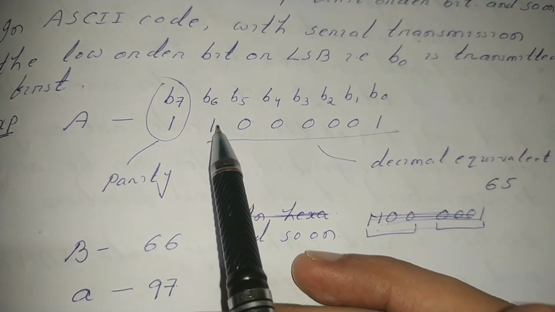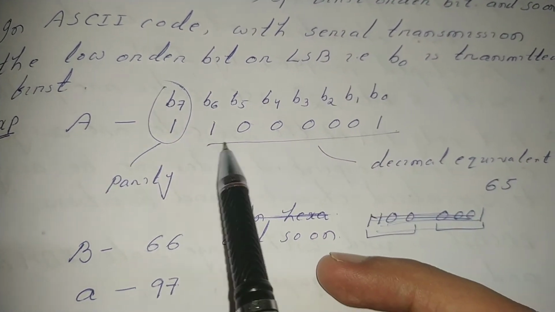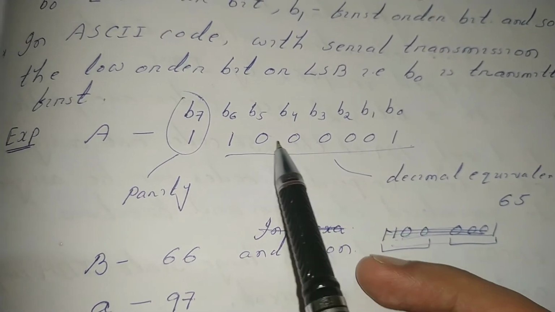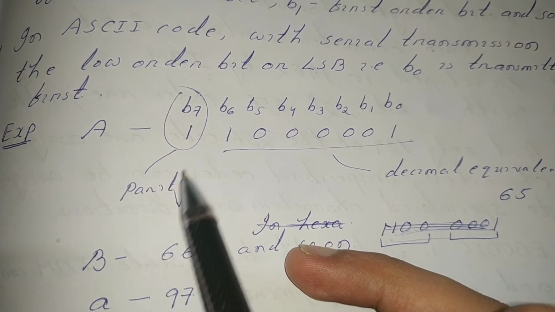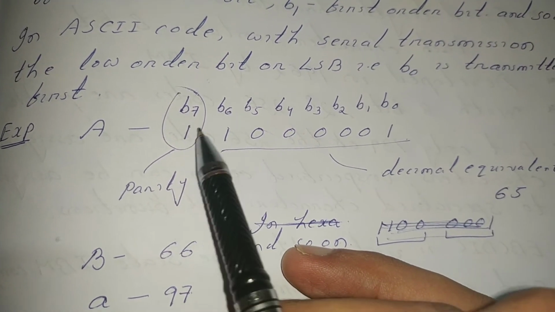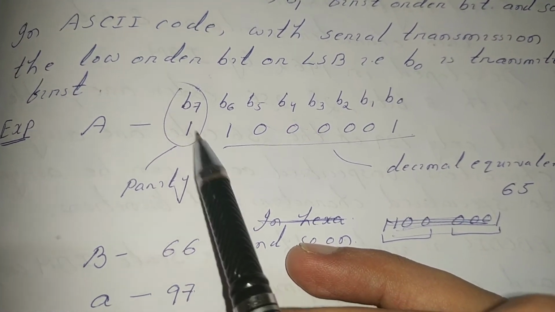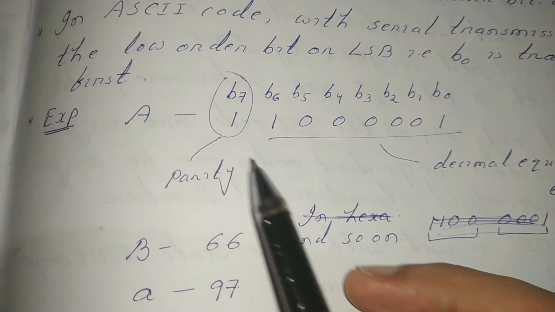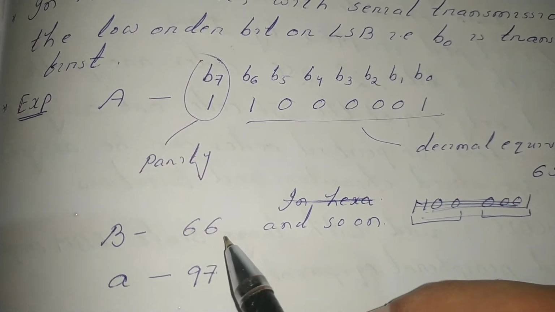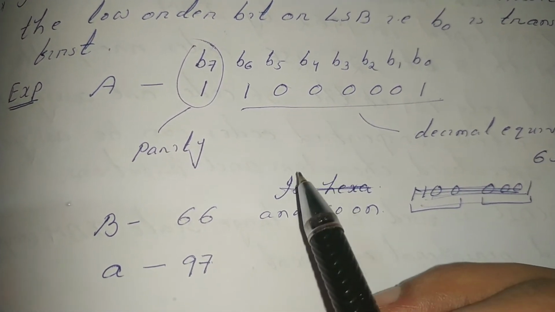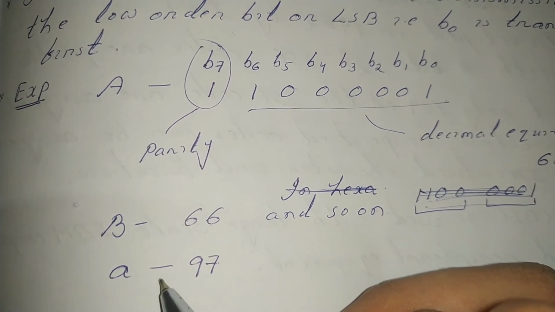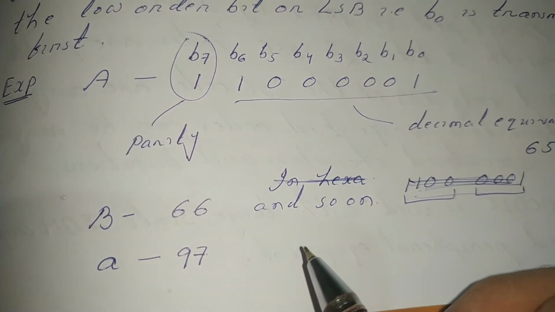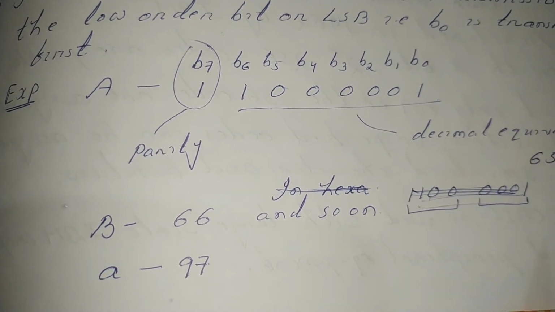Okay, so see here from B0 to B6, this represents what, 65. But B7 is not taken into account, that is used for the parity bit, for odd parity. For even parity you can change 1 to 0. So in this way for B the corresponding ASCII value is 66, for C that is 67. In this way it will go continuously. And for small case letter, for a it is 97, for b it is 98, 99. In this way it goes on.